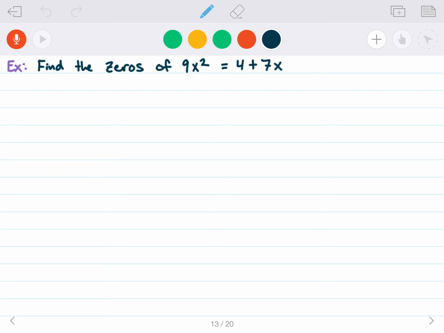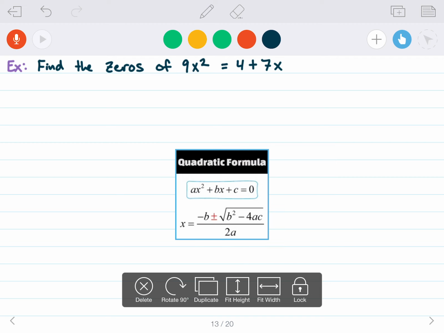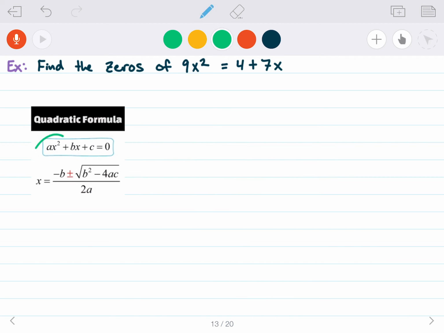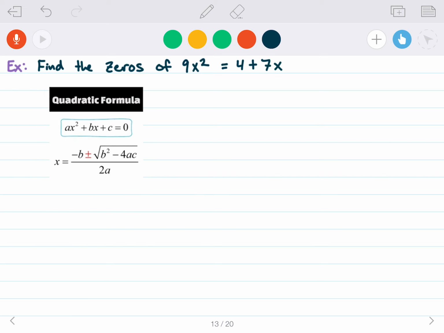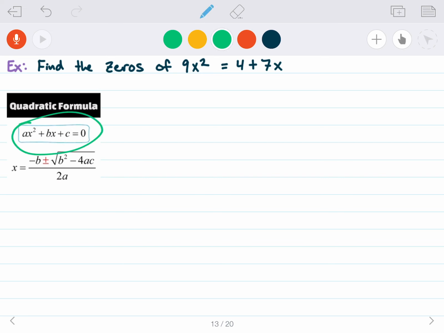All right, what about this? Well, you might be saying, wait a minute, this doesn't look like the other ones. Yeah, it doesn't. We want to, first and foremost, make sure that we have everything set equal to 0. It has to be in this form for you to factor and for you to use a quadratic formula in order to find your zeros. So let's go ahead and make sure this is in this format first.